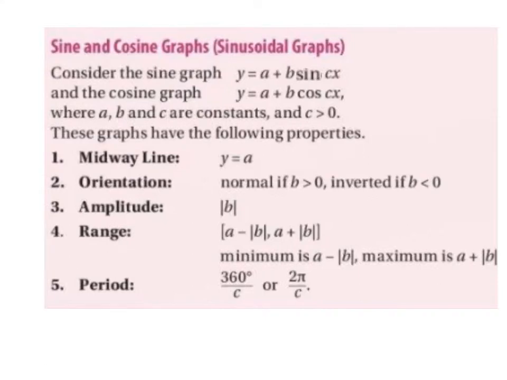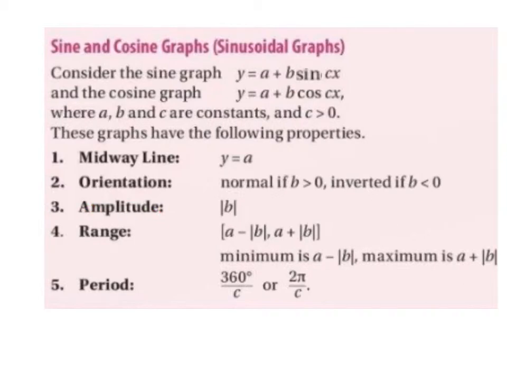So first of all, we need to remember all our rules for sinusoidal graphs. Considering the sine graph, y equals a plus b sine of cx, and the cosine graph, y equals a plus b cos of cx, where a, b, and c are constants and c is greater than 0, these graphs have the following properties. The midway line is y equals a, the a value being the number after the equals and in front of the sign. The orientation is normal if b is greater than 0, and inverted or flipped upside down if b is less than 0, the b being the number that's stuck on in front of the sine or the cos.